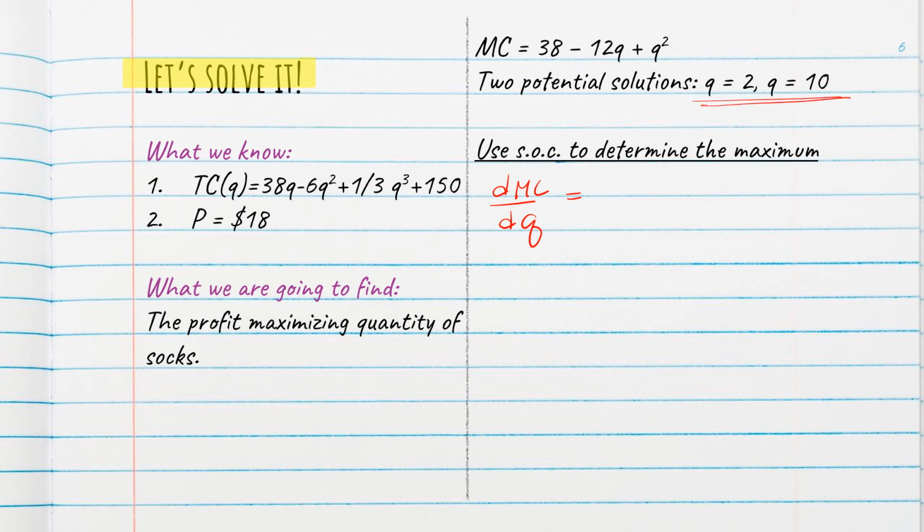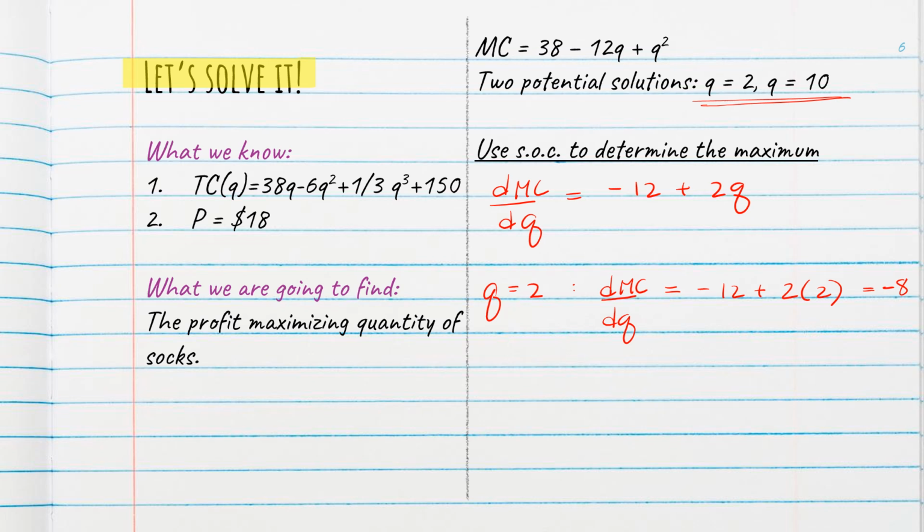So we find the derivative of our marginal cost curve. It's negative 12 plus 2q. And then we're going to evaluate it at each possible solution. When q is equal to 2, this derivative of the marginal cost curve is equal to negative 12 plus 2 times 2. Negative 12 plus 4 is negative 8. Well, that's negative. That suggests that at 2 units, the marginal cost curve is falling.